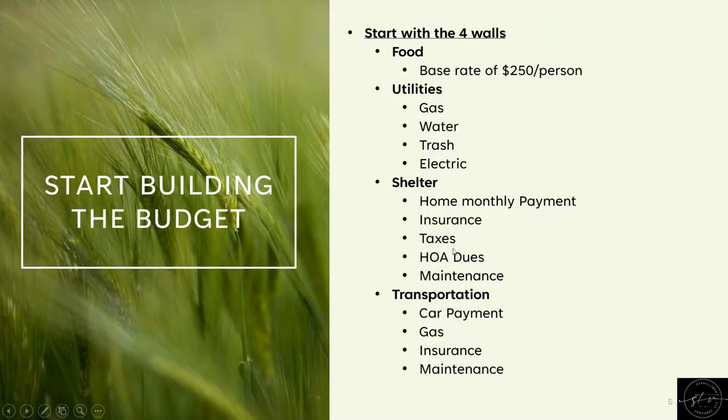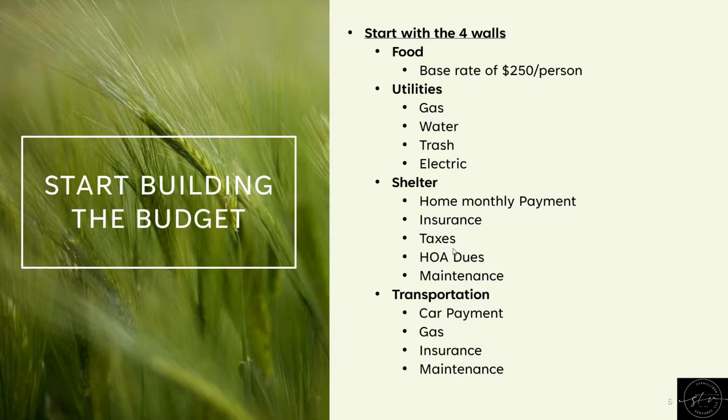And then start building the budget. So start out with four walls. So with the food, you want a base rate of about $250 per person. So a four-person household, you got $1,000 right there. Then you go on to utilities, which includes gas, water, trash, electric, and then shelter.